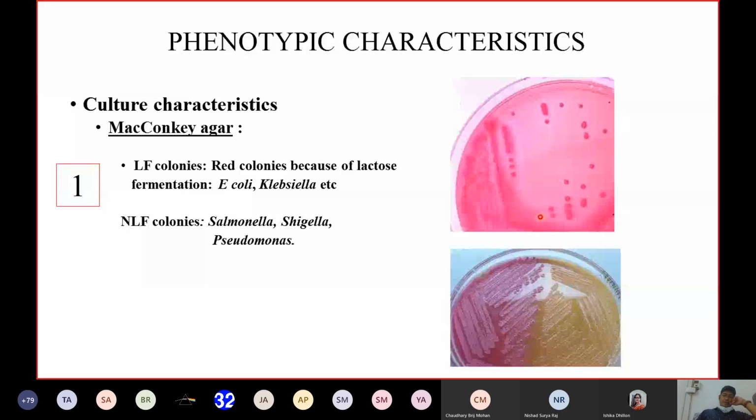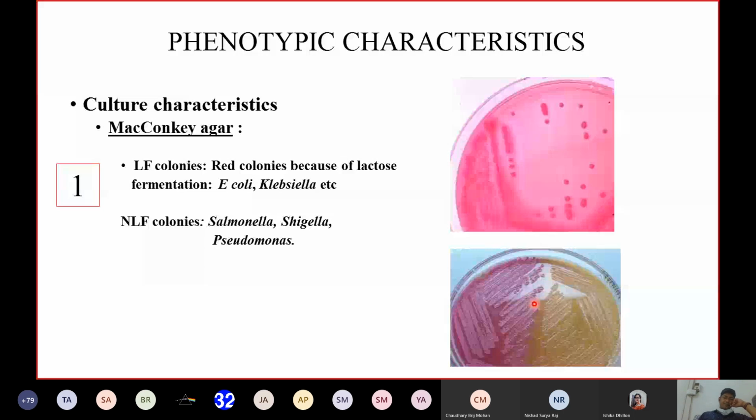So lactose fermenting colonies can be E. coli, Klebsiella, Citrobacter, Enterobacter. While lactose non-fermenting colonies can be Salmonella, Shigella, Vibrio, Pseudomonas, Proteus. Okay, so we'll go to next picture.